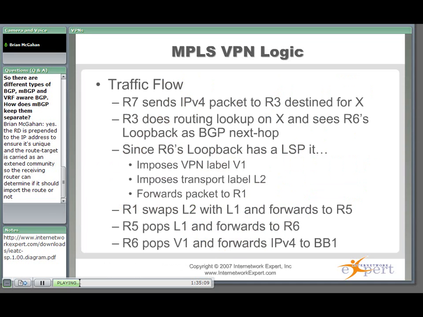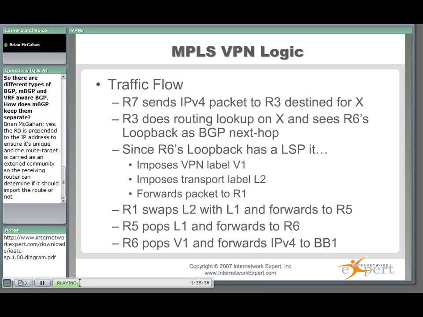Okay, so what's going to happen in the traffic flow again? Router 7 sends it as a regular IP version 4 packet. Router 3 says that it's destined for X. X is learned via BGP. Okay, X is via BGP through router 6's loopback. I have a label switch path towards router 6's loopback. Additionally, I have a VPN label that was learned from router 6 for destination X.